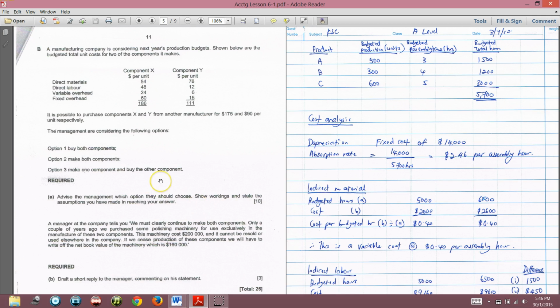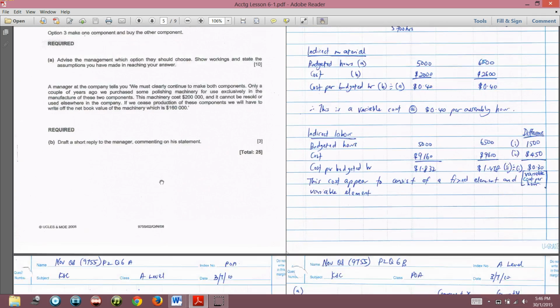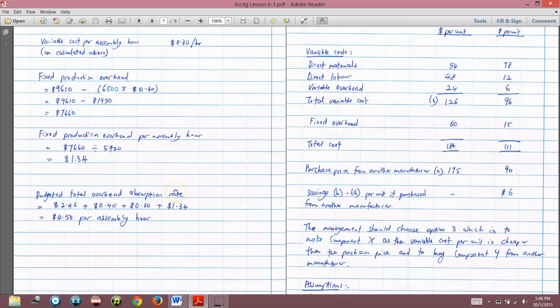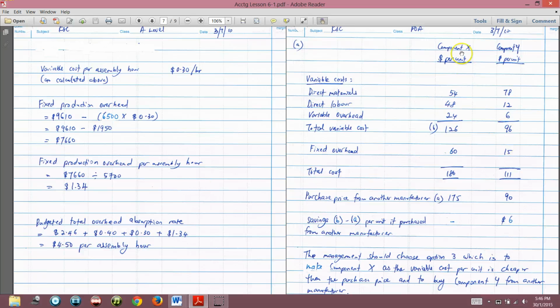This question looks pretty easy, quite easy, you know. So how are we going to approach this question? So component X, component Y, in dollars per unit. You see the question gives you fixed cost, and then you have direct material, direct labor, variable overheads.